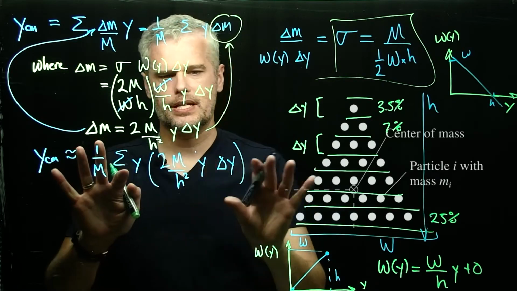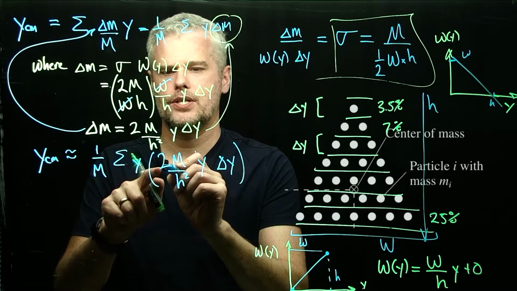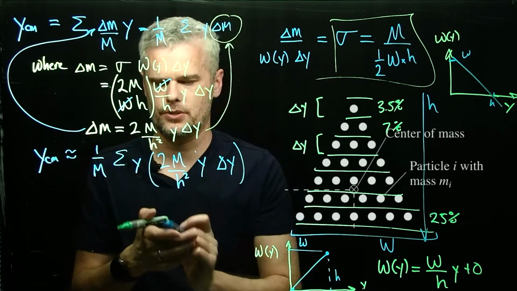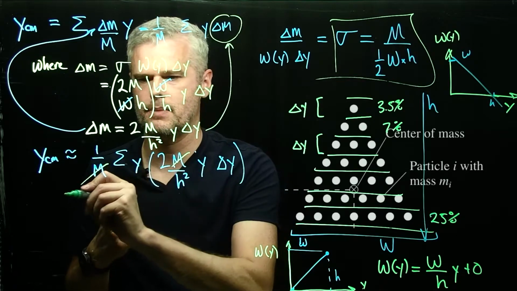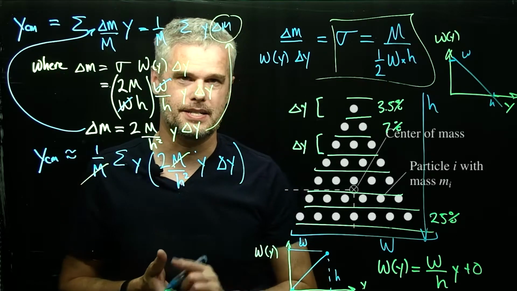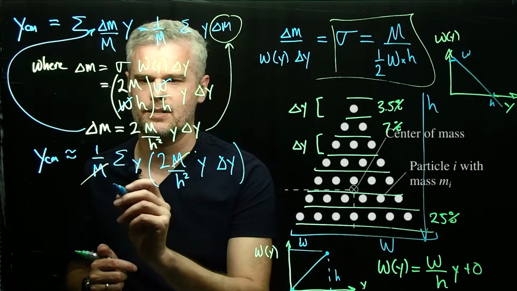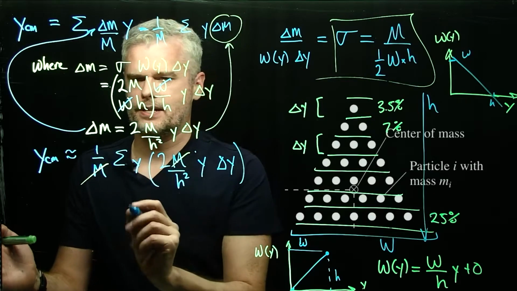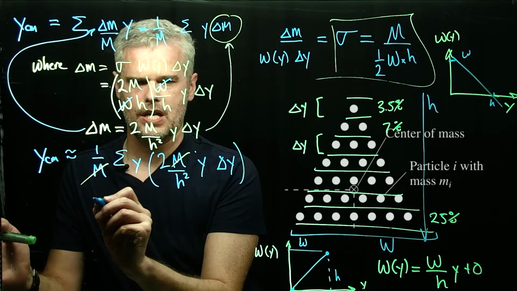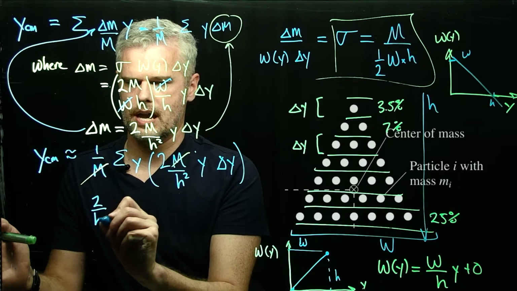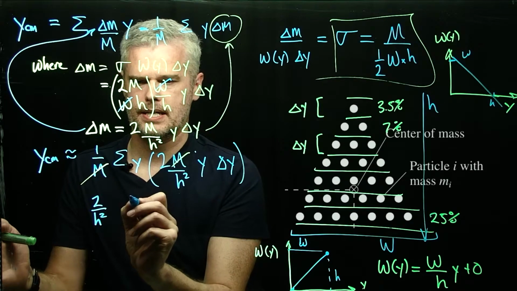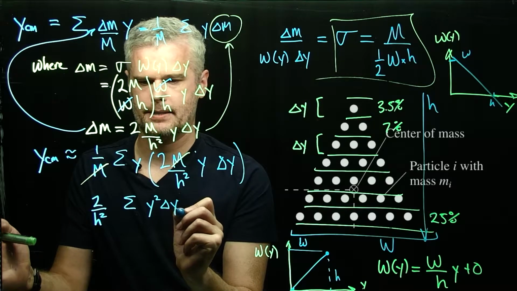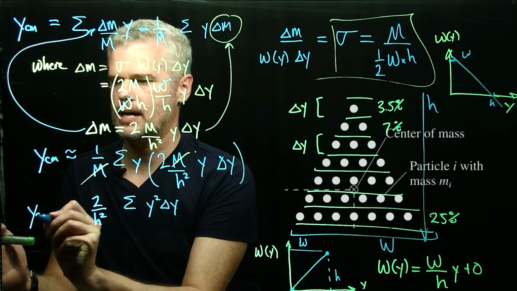Okay, now when I do this summation, the 2 and the m and the h squared are in every single term, so I can factor those out. In fact, the mass cancels the mass. The center of mass can't depend on the total mass. That's okay. Okay, and then I'm going to factor this out. So I'm going to have 2 over h squared times the sum of y squared delta y. Okay, now that's my y center of mass.